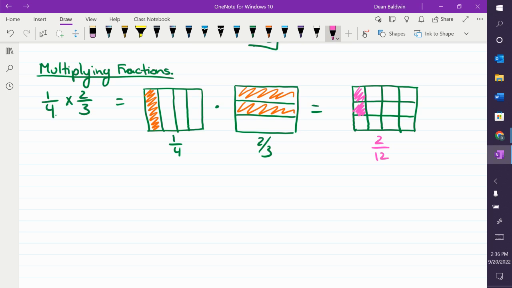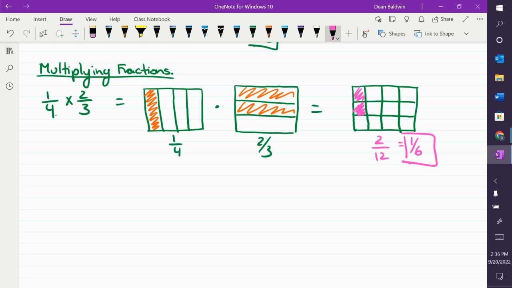But what do you always do with your fractions? You simplify. So that would be 1/6. Now, obviously, I don't expect you to do that every time. Nobody does that. Okay? But that's essentially the visual representation of a multiplication. You're just taking one fraction, you're overlaying it on the other fraction. Where they overlap, that is your answer, essentially.